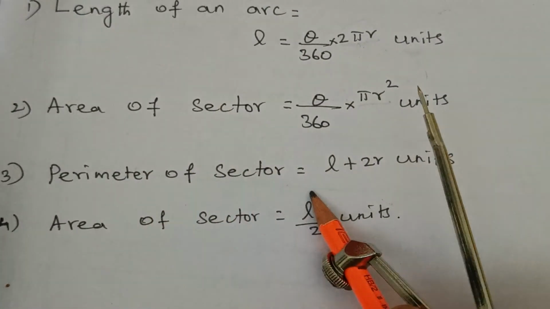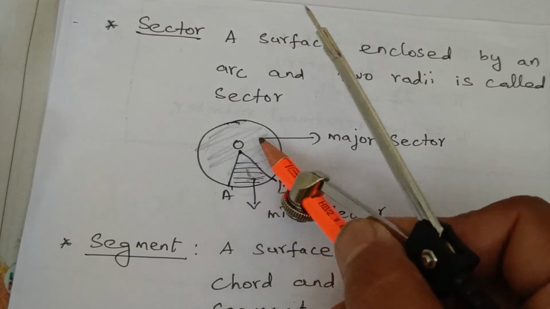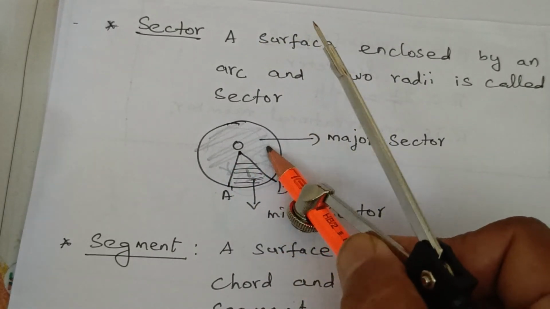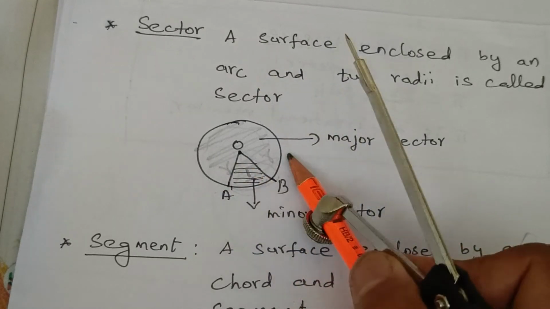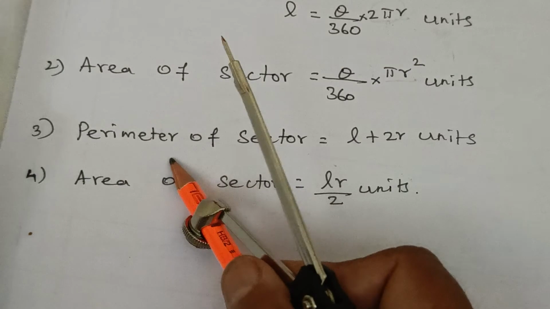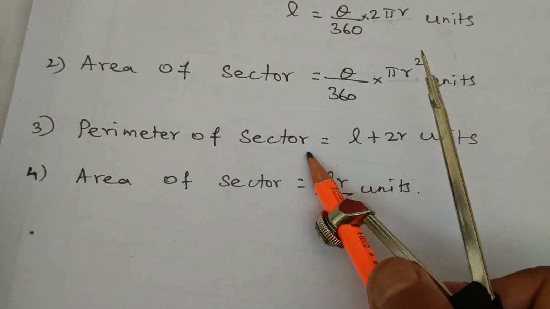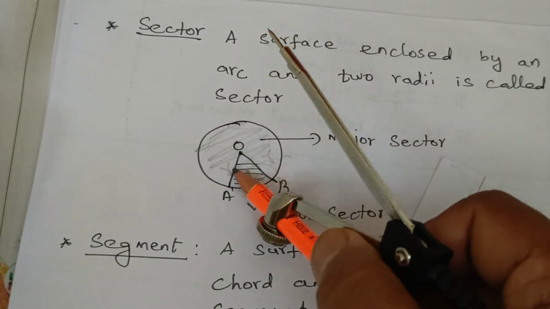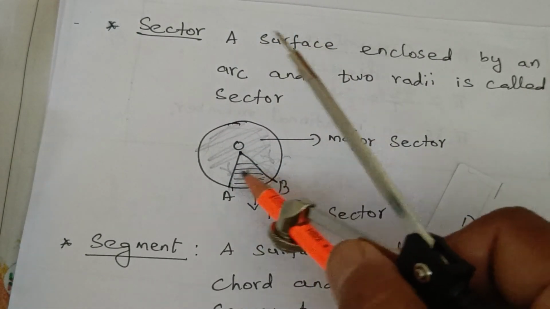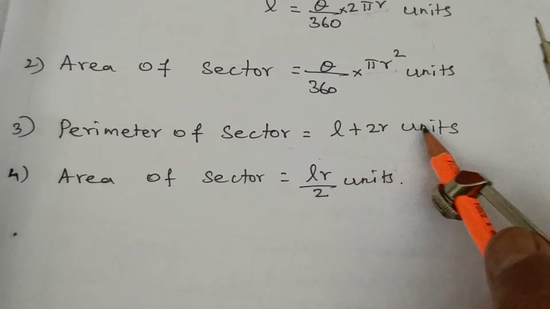Next, perimeter of the sector. What is perimeter? Means the total length. This is one radius, this is one radius, and this is an arc. So r plus r is 2r plus L. So L plus 2r is the perimeter of the sector. Perimeter means the total length of the boundary line. Which are the boundaries? This is one boundary line, and this is length of an arc, also boundary line. r plus r is 2r plus L. That is L plus 2r.